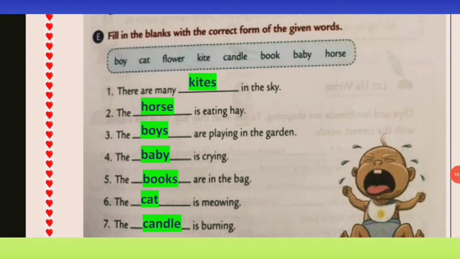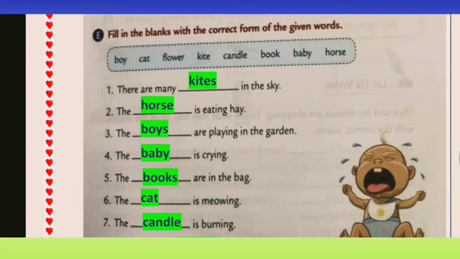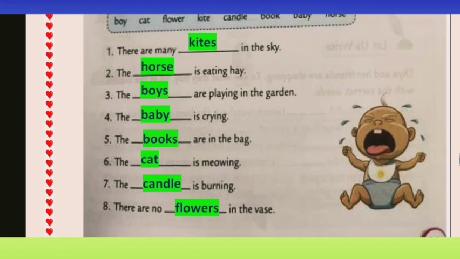So there are many dash in the sky. Select the word from the given words. It will come kite. In the box it is given kite. But in the sentence, as you can see, this line is in plural form. There are many kites in the sky. ARE refers to plural, that there are two or more than two things. Write it down in that given blank, students.